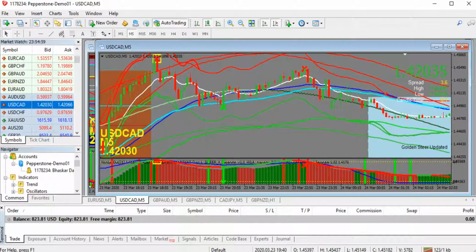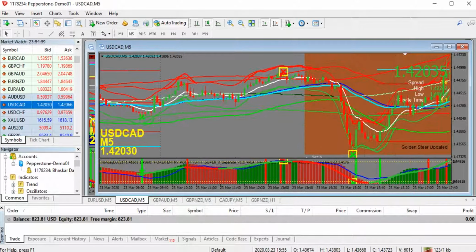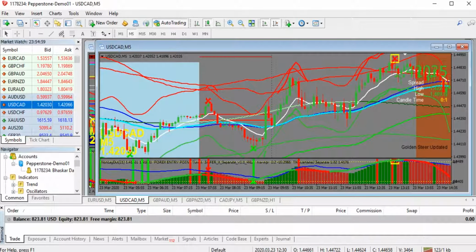So all said and done, these are the setups, and that's it.